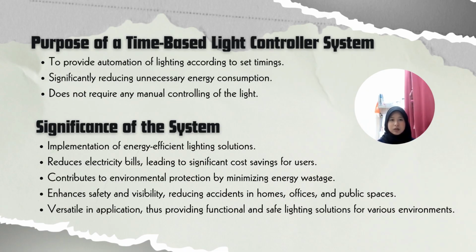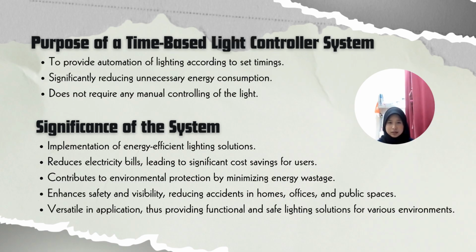Next, purpose of a time-based light controller system. The major purpose of the time-based light controller is to provide automation of lighting according to set timings, with numerous advantages that enhance energy efficiency and user convenience. Also, the system is contributing to environmental sustainability by turning light on when needed, thus significantly reducing unnecessary energy consumption. Automation of lighting does not require any manual controlling of the light, thereby enabling the resident to focus on their daily activities without needing to remember whether they have to turn the light on or off.